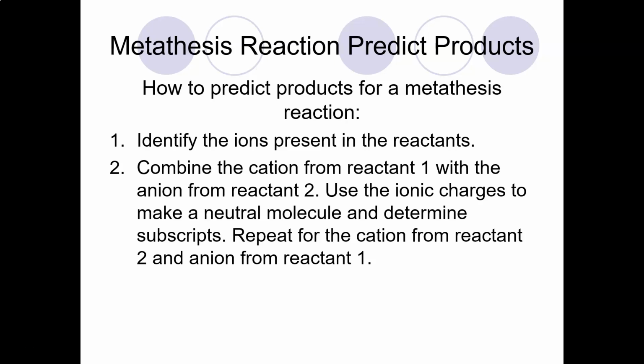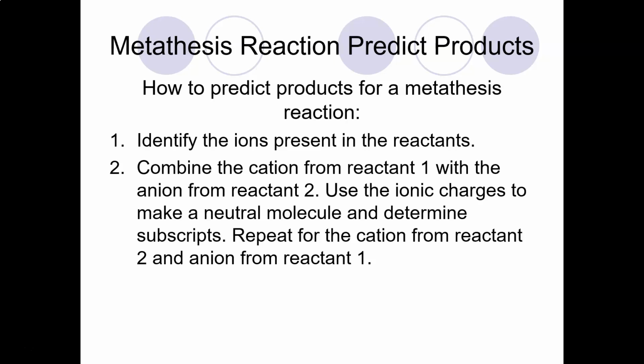Use the ionic charges to make a neutral molecule to determine the subscripts. So you have to put them together so the charges cancel. And then do this for the cation from reactant 2 and the anion from reactant 1. Here is a hint. Remember, when we're writing neutral compounds, the positive charge is always listed first, and the negative charge is always listed second.